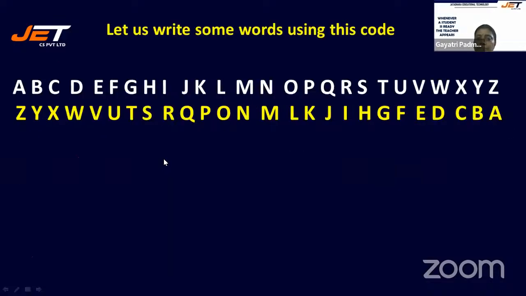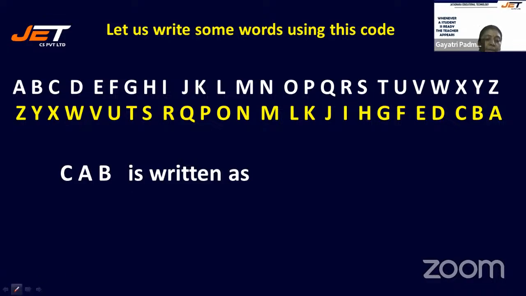With this understanding, let us do some coding. So CAB. It can be written as, so what is C? It is X. What is A?